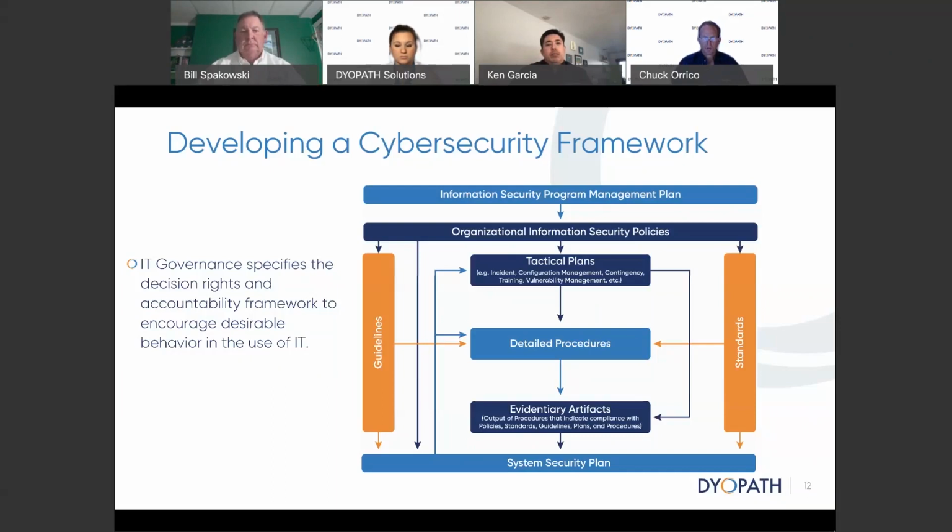And so overall, the IT governance program makes sure that once you've done your assessment, you have a plan in place to make sure that you're constantly remaining compliant and keeping your security posture as maximum security as possible. Okay, Jordan, next slide.